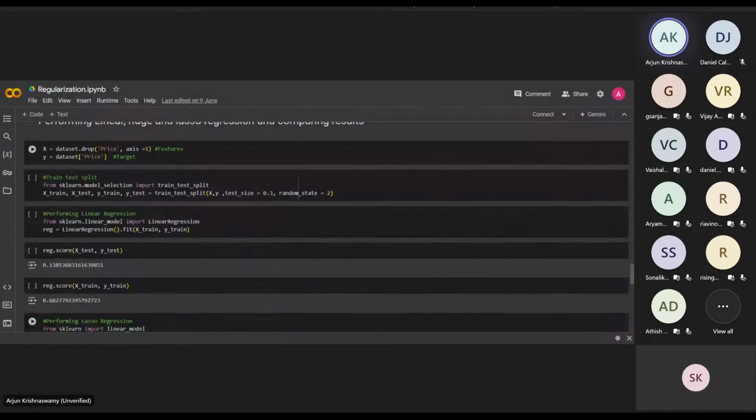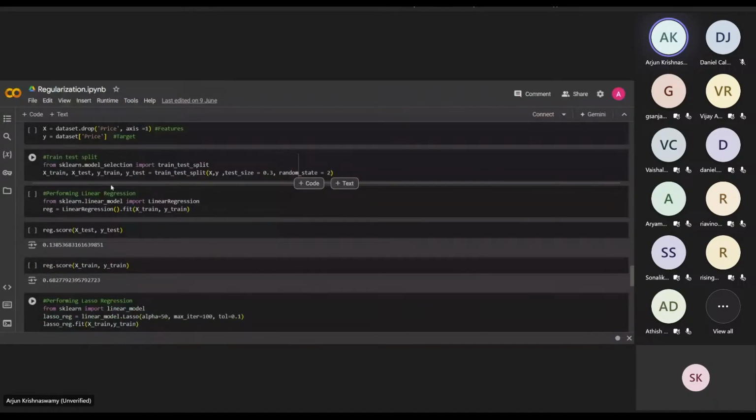Now we use sklearn.model_selection. We import train_test_split, again splitting the data set into train and test. And as I had mentioned in the last lecture as well, make sure that you give the same order of x_train, x_test, etc.